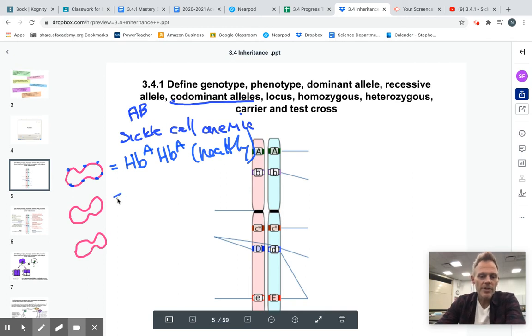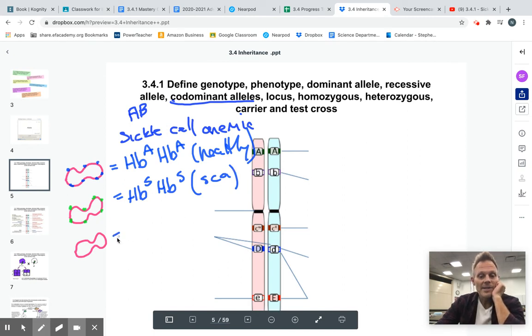The other situation you can have is if you've inherited mutated forms of sickle cell from both of your parents. So let's pretend the hemoglobin that's mutated is this green color. And in that situation, we would write HBS inherited from your mother, and also an HBS inherited from your father, and that would be sickle cell anemia. Let's just abbreviate it.